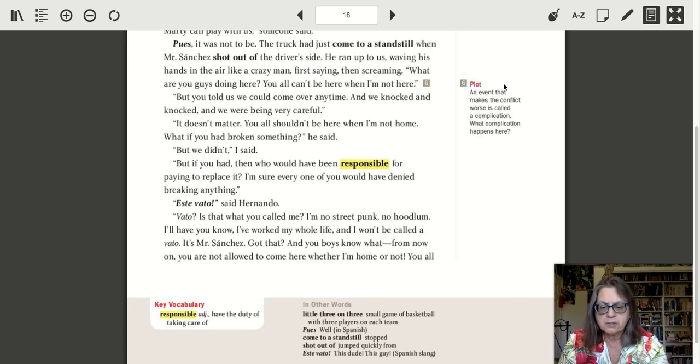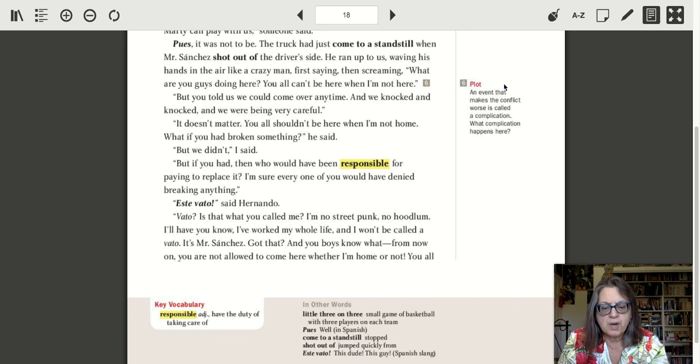It doesn't matter. You all shouldn't be here when I'm not home. What if you had broken something? He said. But we didn't, I said. But if you had, then who would have been responsible for paying to replace it? I'm sure every one of you would have denied breaking anything. Este vato, said Hernando. Vato? Is that what you called me? I'm no street punk, no hoodlum. I'll have you know I've worked my whole life, and I won't be called a vato. It's Mr. Sanchez. Got that?